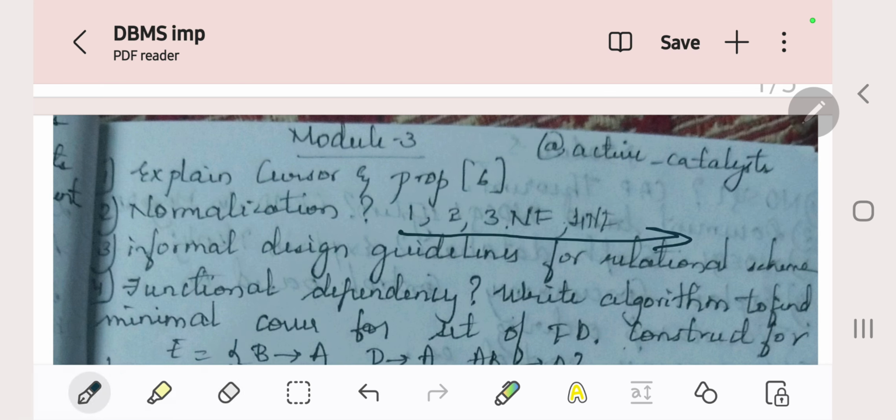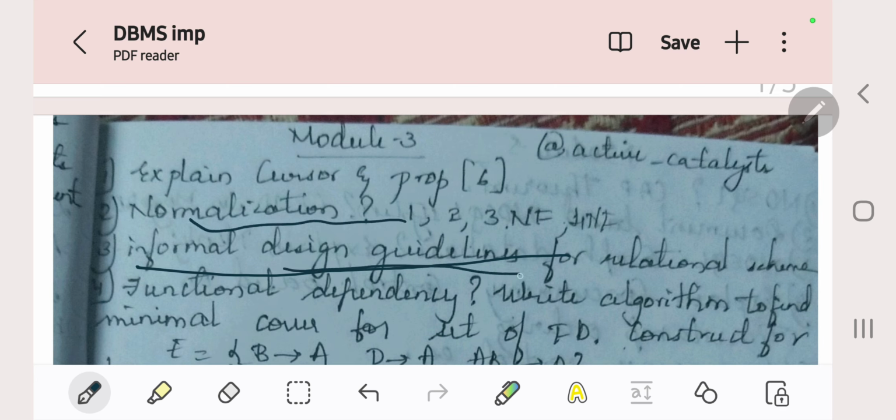Everything has its own flow. Don't just go and study 4NF directly. If you know one, you can know two. It's just like you are climbing steps. Then we have informal design guidelines for relational schema. Just after you understand normalization, you will understand this. The questions are designed in such a way that they help you build your concept in one right way, one right way of approaching. This is what is going to help you.